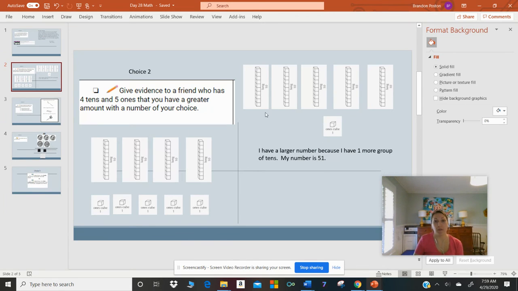I chose the number 51: 10, 20, 30, 40, 50, 51. And I said I have a larger number because I have one more group of 10s. Look at how many 10s I have compared to this. I can look right here. They only have 4 groups of 10 and I have 5. That automatically makes my number larger. Okay, so you have to give evidence of why your number would be larger than this choice over here.